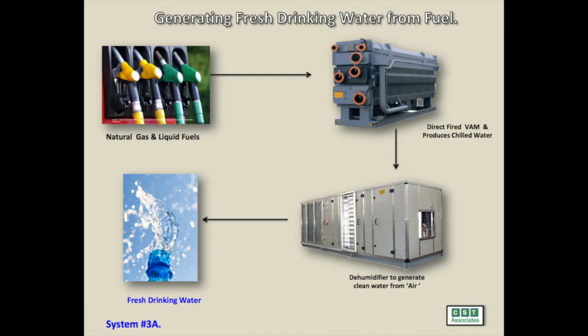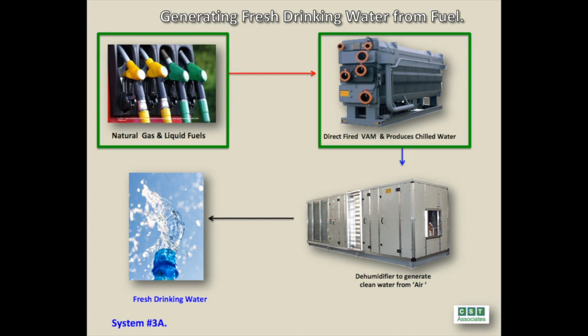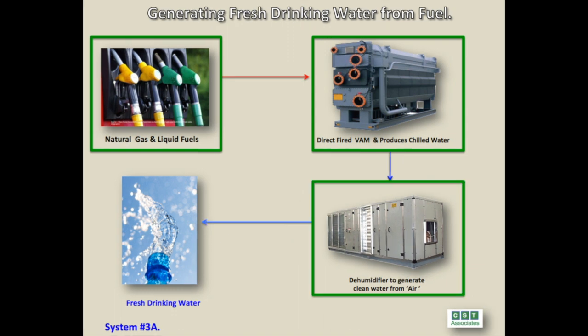The system of using liquid fuel for condensing water from air consists of three major components. The first component is the fuel itself. In the second stage, the fuel directly passes through the vapor absorption machine, which produces chilled water at 7 degrees centigrade, and the chilled water is made to pass through a dehumidifier. This condensed water can be further filtered for making it drinkable, or can be directly used for process.